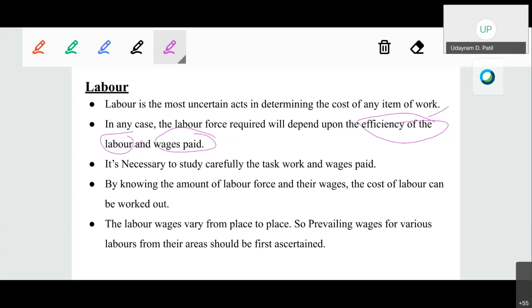Okay, if the wages are higher, then the particular labor will do the higher quantity of work. If the wages are lower than the average, then the particular labor will not be motivated to do more work, and he will do below average quantity of work. Okay, so therefore we have to study that particular relation between the task work and the wages paid.